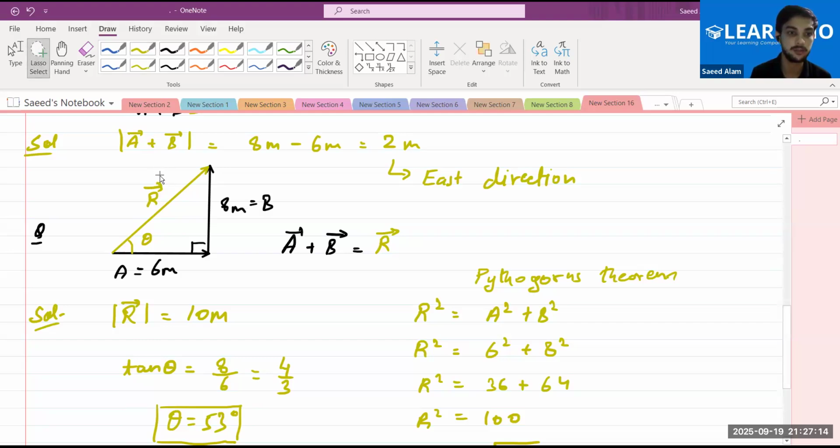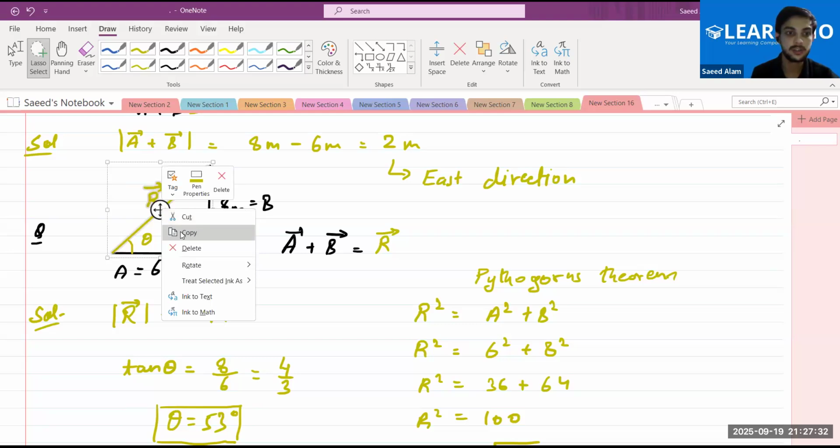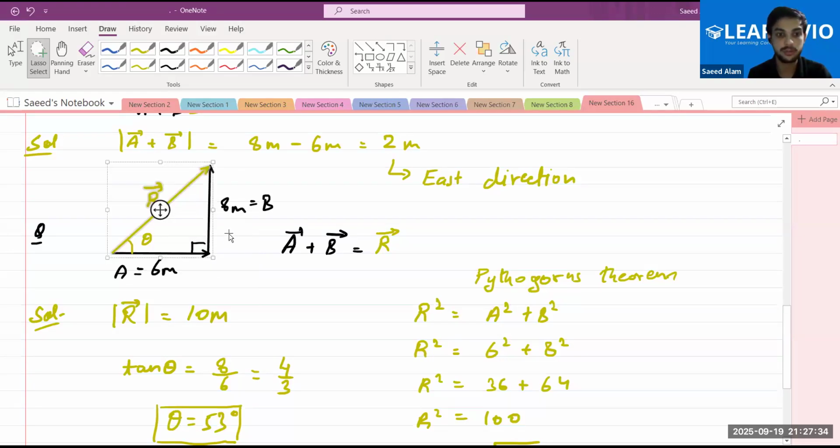Why so? I'm just telling you over here that suppose I'm unable to select this one completely. Okay, like it is here. So if I shift this, you are saying me to shift this R to somewhere around this position. Yes or no?